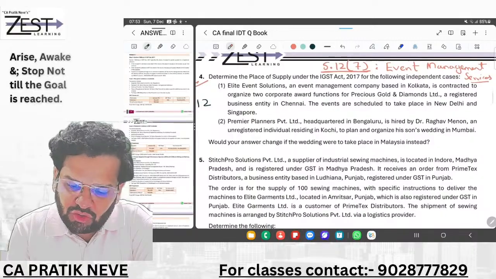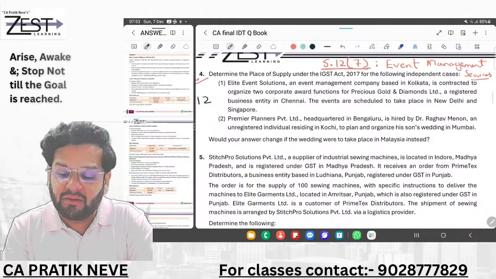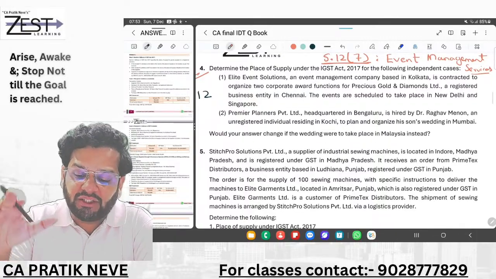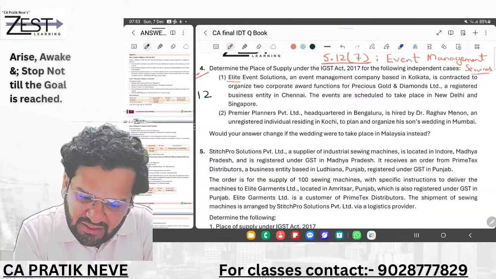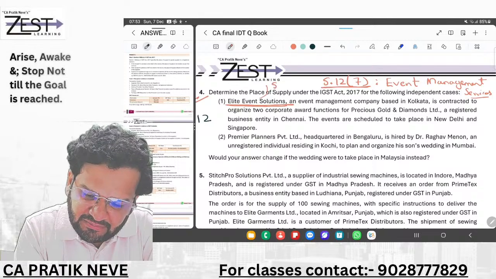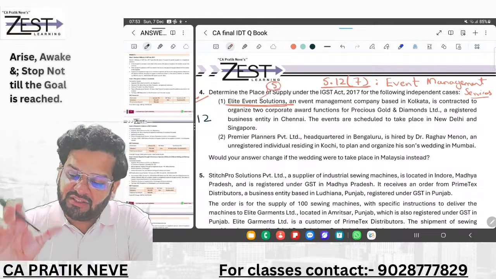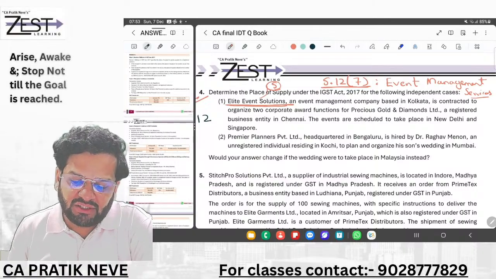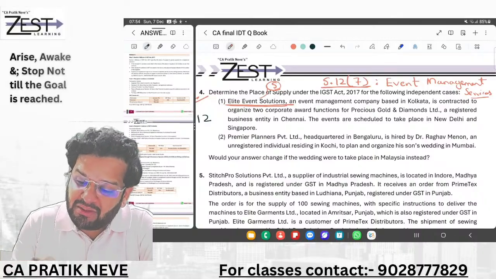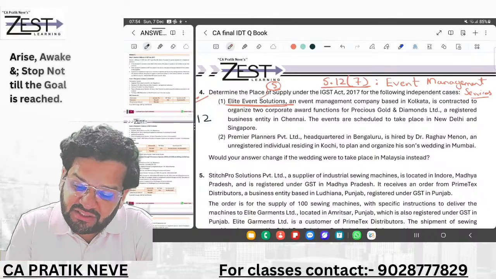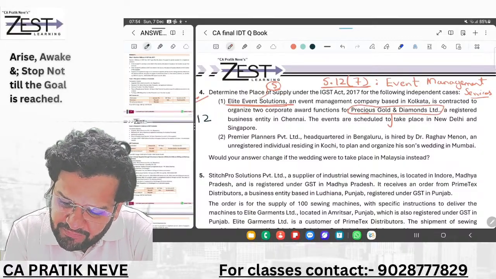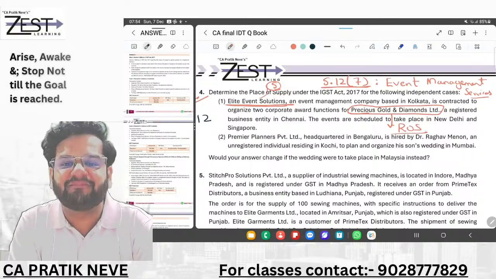Elite Event Solutions, an event management company based in Kolkata, is contracted to organize two corporate award functions. So basically, Elite Event Solutions is the supplier, based in Kolkata, contracted to organize two corporate award functions for Precious Gold and Diamonds Limited, a registered business entity in Chennai. So Precious Gold and Diamonds Limited is your recipient of supply.